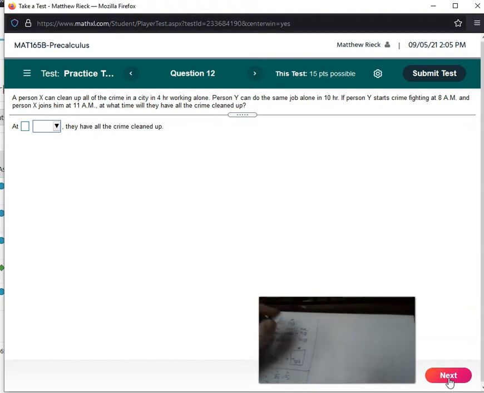Okay, so the next one here is dealing with a work rate problem. So again, the main formula to keep in mind here is we have the amount of work done equals rate times time. All right. So person X can clean up all the crime in the city in 4 hours working alone. Person Y can do the same job alone in 10 hours. So if person Y starts crime fighting at 8 a.m. and then person X joins him at 11 a.m., at what time will they have all the crime cleaned up?